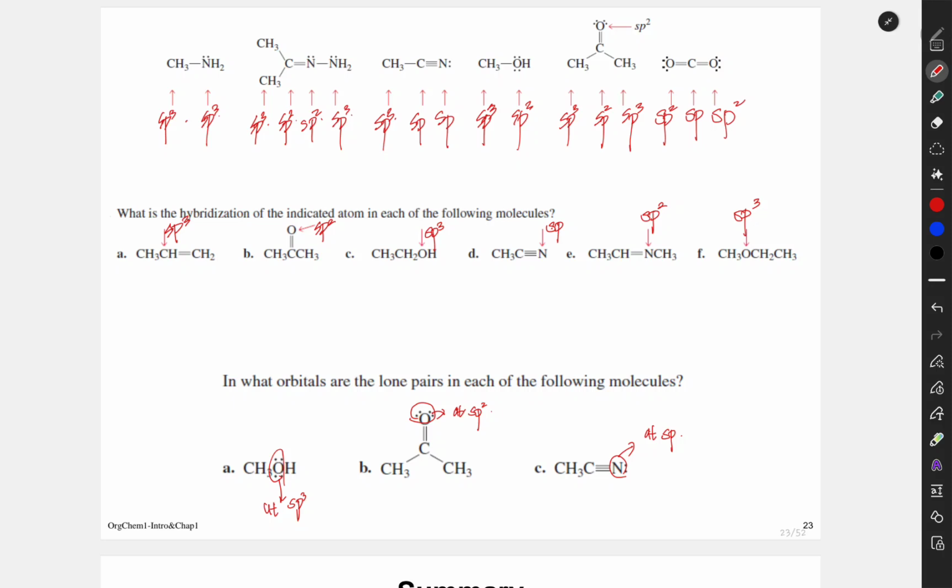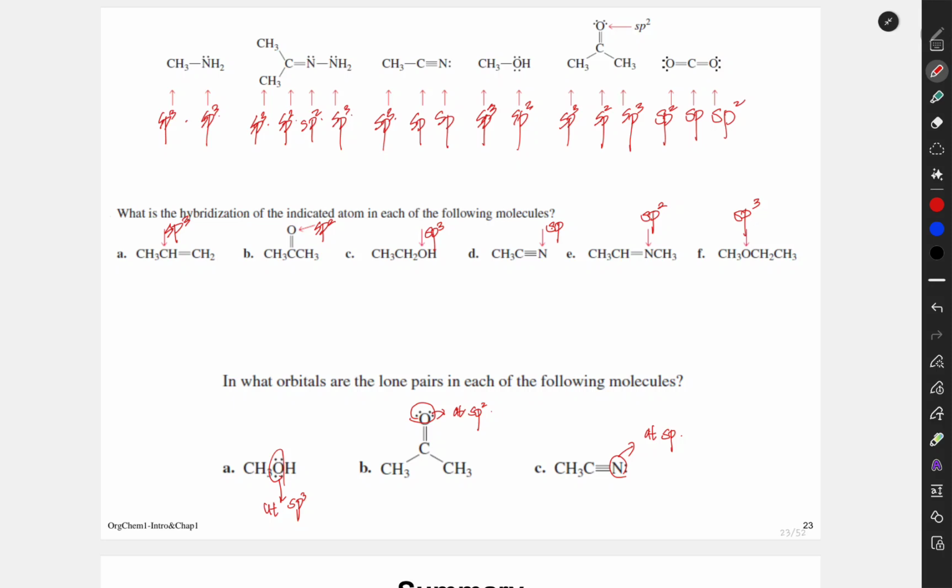Okay, this gives you an answer for this oxygen, but you can double check. You have 1 double bond, 2 lone pairs, so 3 arms. That's why this oxygen has to be sp2 hybridized. This carbon is sp3, this carbon is sp2, this carbon is sp3.